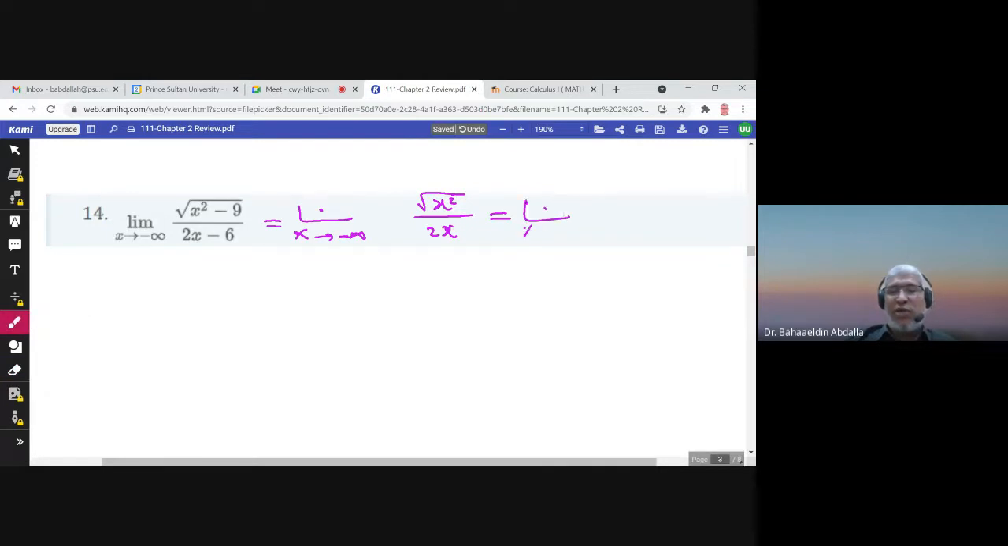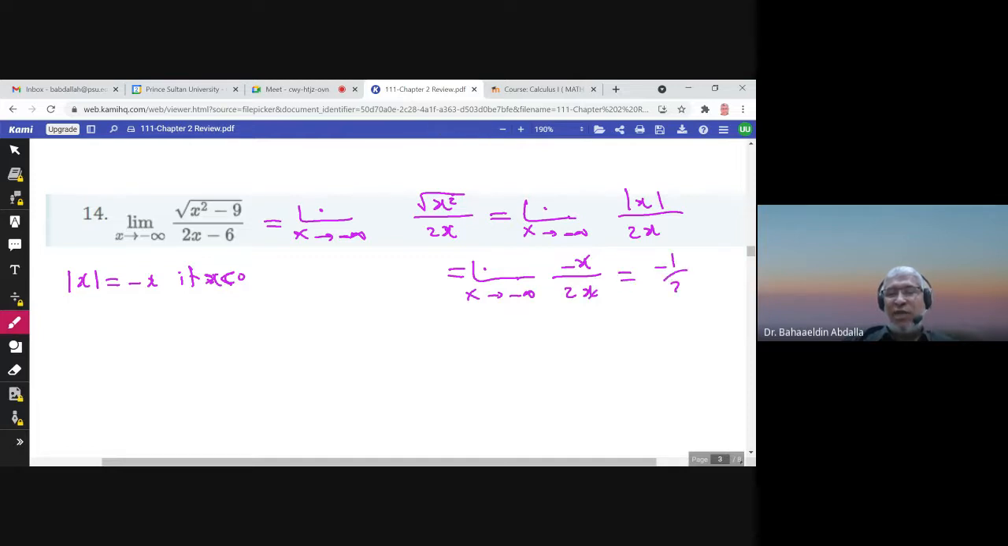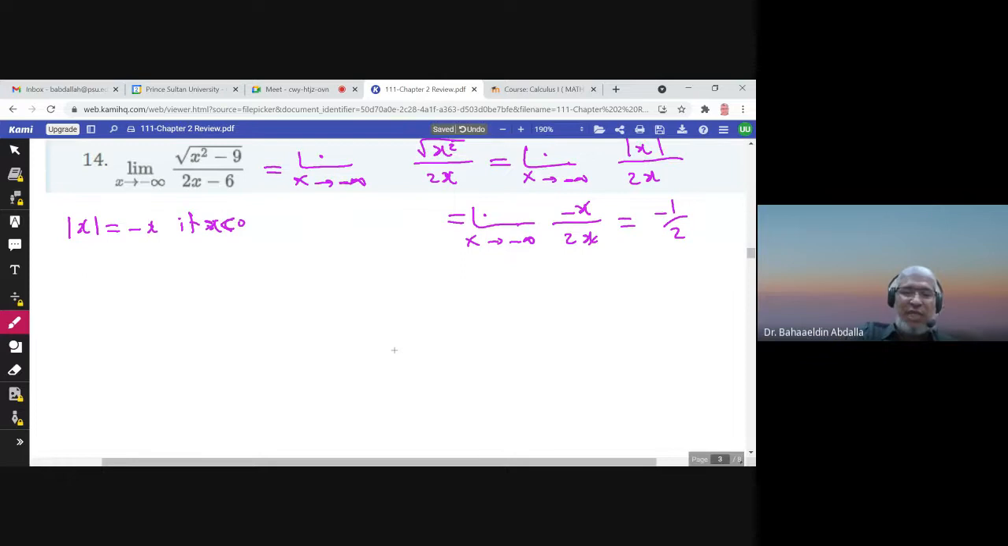So this equals the limit when x approaches negative infinity of square root of x squared, which is absolute value of x. But x goes to negative infinity. So absolute value of x would be negative x if x is less than 0, which is the case here. So this would be the limit when x approaches negative infinity of negative x, because x is negative, over 2x. Now x cancels with x, and the answer would be negative 1 over 2. So that's the limit.